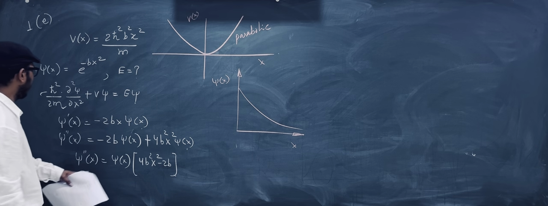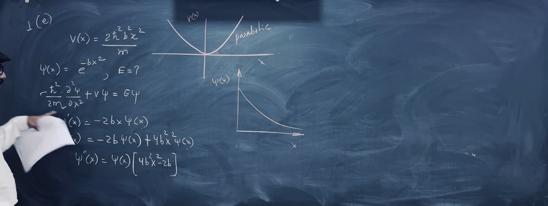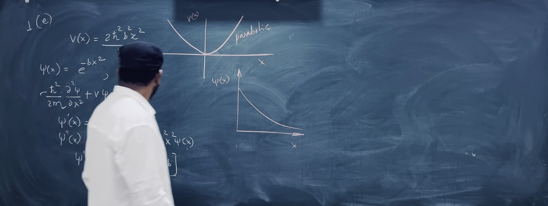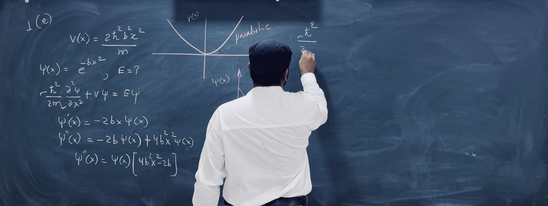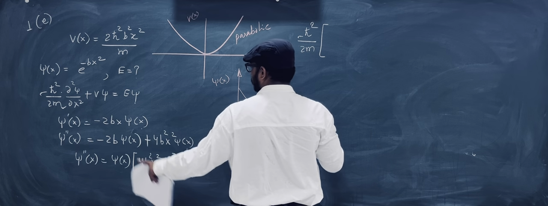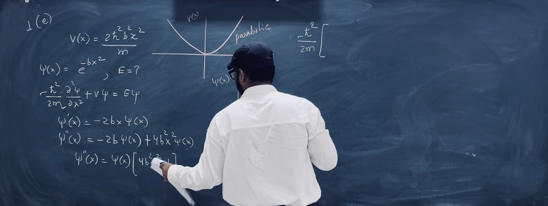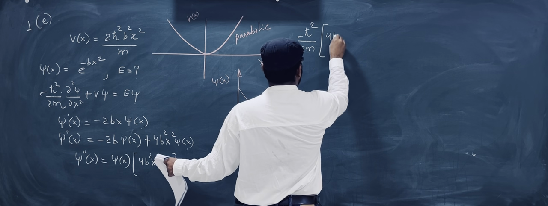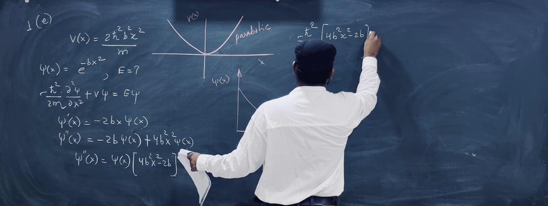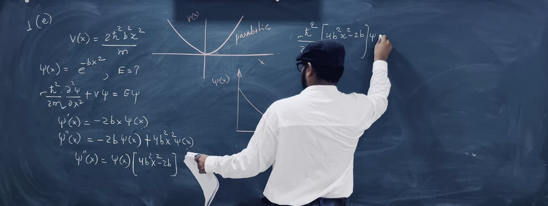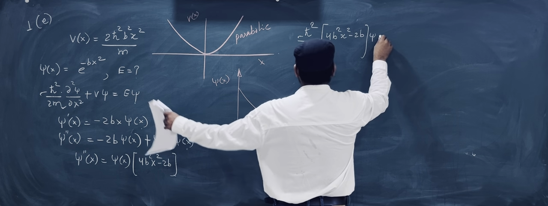So we can plug this value here and we can easily find the value of energy. So it says minus ħ² over 2m d2 psi over dx square, which will be this thing. So this is 4b² x² minus 2b, and we have psi outside, plus V psi.